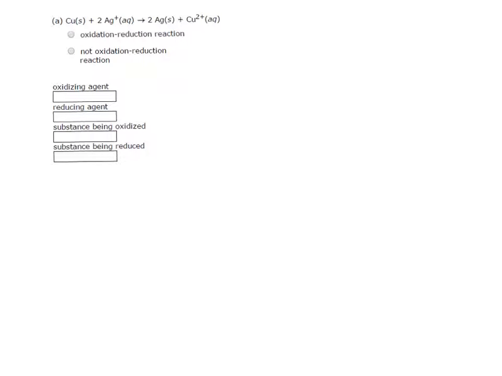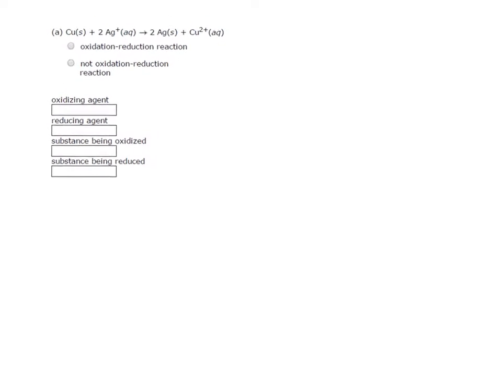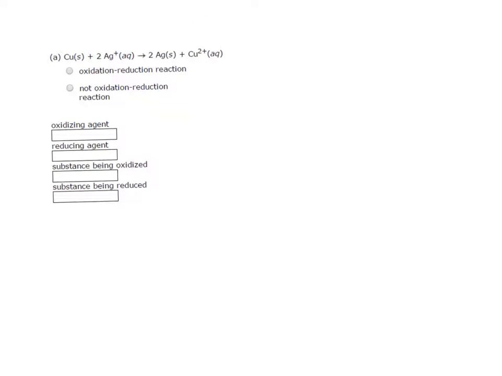Of course, we've got to start by simply assigning oxidation states to every species in the equation. So let's start with the equation. If copper is neutral and alone, it'll have an oxidation state of 0. Silver is alone, but it's not neutral. It's got a charge, so that charge is also its oxidation state, in this case +1.